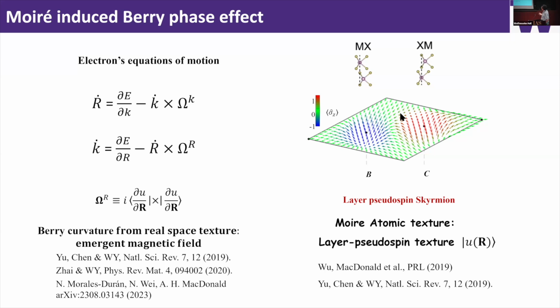One way to think about this: we have these two sublattices, B and C. B, as I told you, is metal on top of oxygen, so you can think of it as pseudo-spin pointing up. And C is oxygen on top of metal, which is pseudo-spin pointing down. So imagine you're an electron and you're going to walk from point B to point C, from pseudo-spin pointing up to pseudo-spin pointing down. Then the pseudo-spin must rotate from up to down. So if you're rotating in a two-dimensional space, then you get these layer pseudo-spin skyrmions.